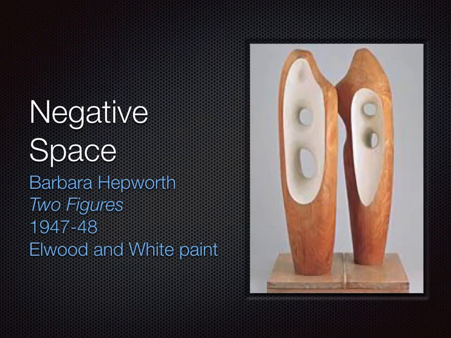In sculpture, we see it in the empty spaces that are seen here. This is Barbara Hepworth's Two Figures, 1947 to 48, Elmwood and white paint. And you can see the negative space here is literally where she has cut away. Usually in sculpture, this is done very intentionally. Here, the holes almost seem to suggest a body of form itself.